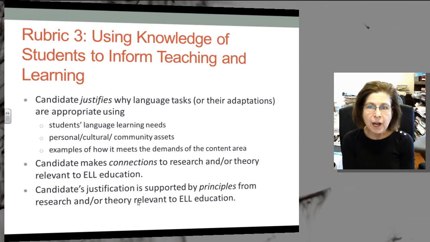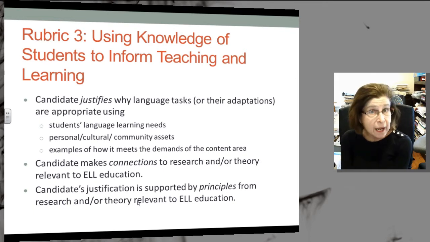So you will be justifying why the language tasks are appropriate based on what you learned about the students' language learning needs, the assets they bring in terms of their personal, cultural, or community assets, and their funds of knowledge, their background information, the content they already know, the skills they already have. What is it they're bringing and what is it they need? You need to look at both. And you have to have examples in your justification of how the tasks are meeting the demands of the content area for these students.